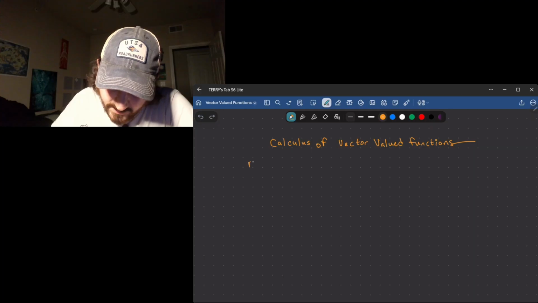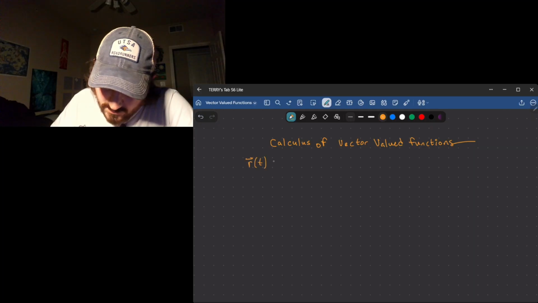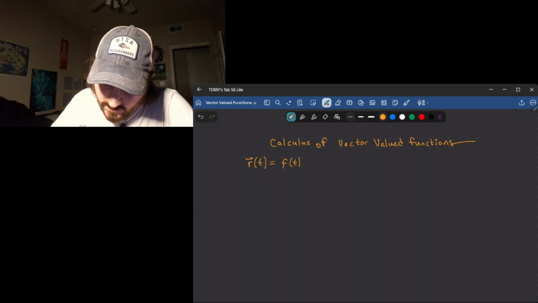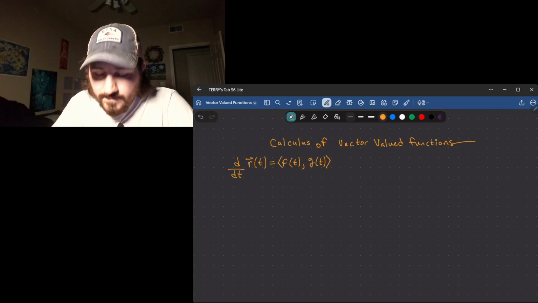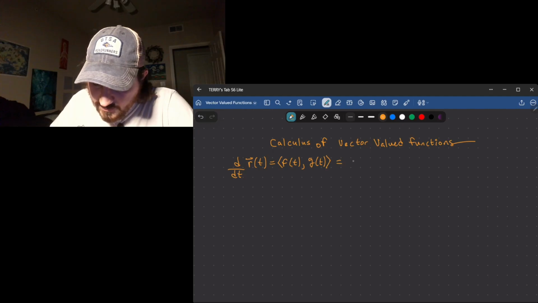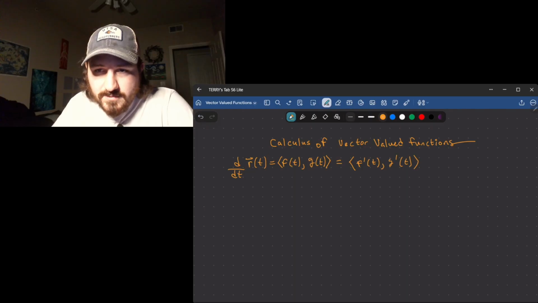So the first thing we're going to want to talk about is if I have a vector valued function, r of t, let's just say that this is just a very generic vector valued function where I just have f of t and g of t, right? Well, what happens if I want to take the derivative of that function with respect to time? The way this is going to work out is actually just going to be pretty straightforward. You just take the derivative of each component. Nothing too crazy here. Okay, so that one works out pretty straightforward. This is pretty much what we're expecting to happen.